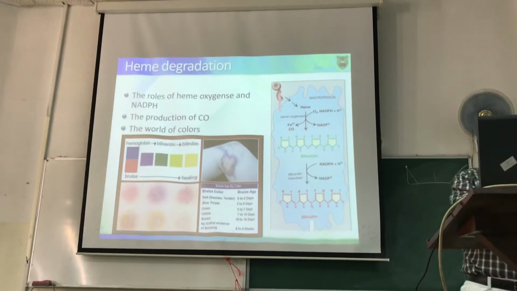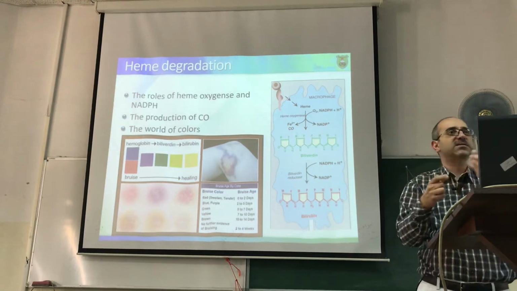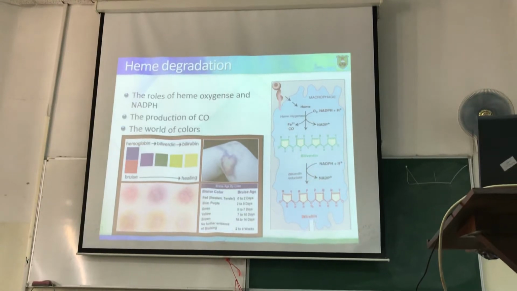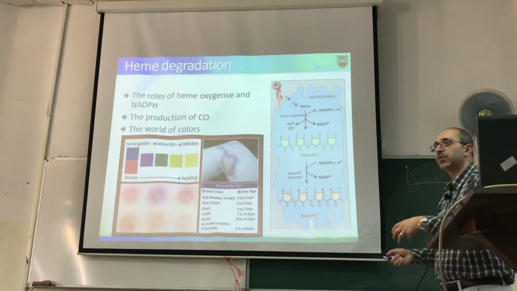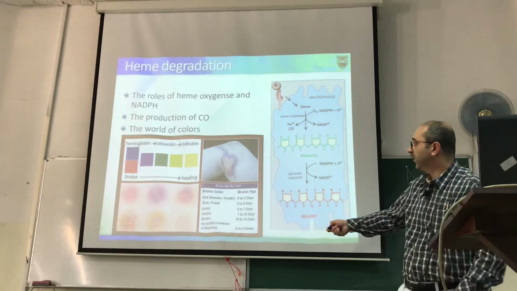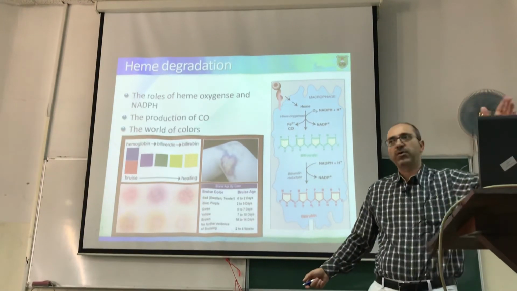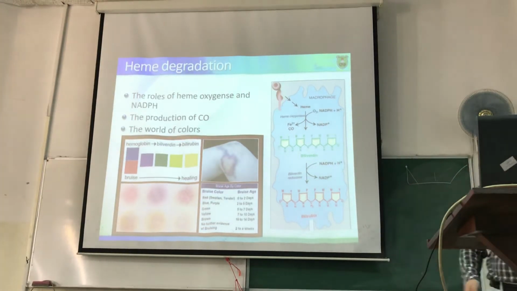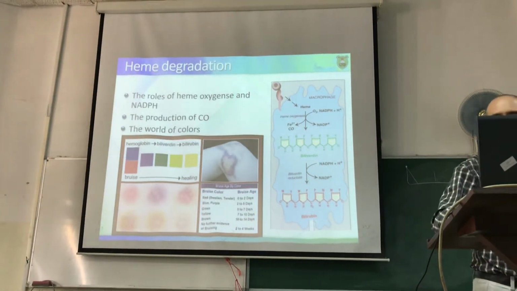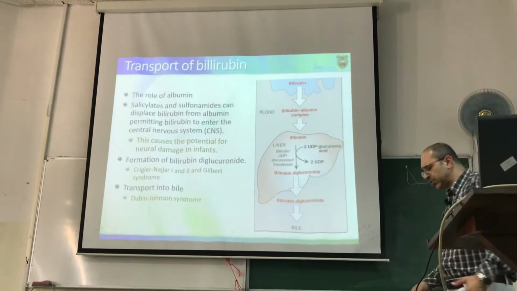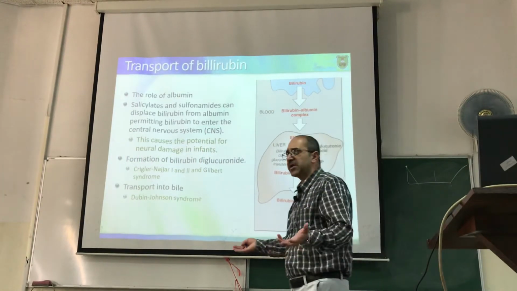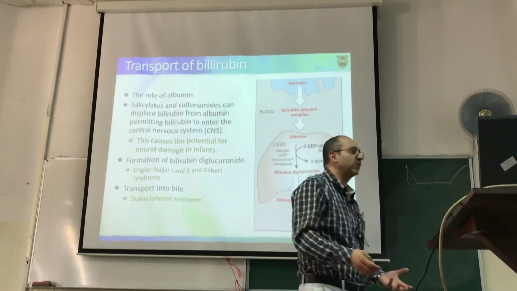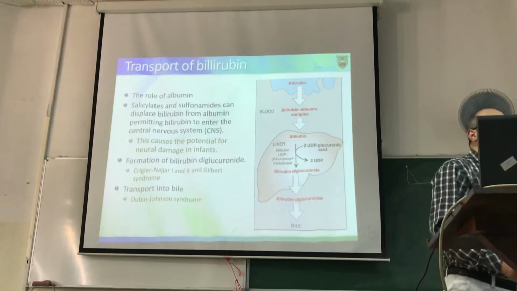Now, when it gets converted to biliverdin, biliverdin has a greenish color. So you have the green color in the bruise, and biliverdin is converted to bilirubin. Bilirubin has a yellow color, and finally you have this range of colors, orange and then yellow, and then it goes away. Okay? So this is why you have these colors in bruises. Right. So bilirubin is released. It's a hydrophobic molecule still. It's not really that hydrophilic, so it needs to be transported, and it binds to albumin.